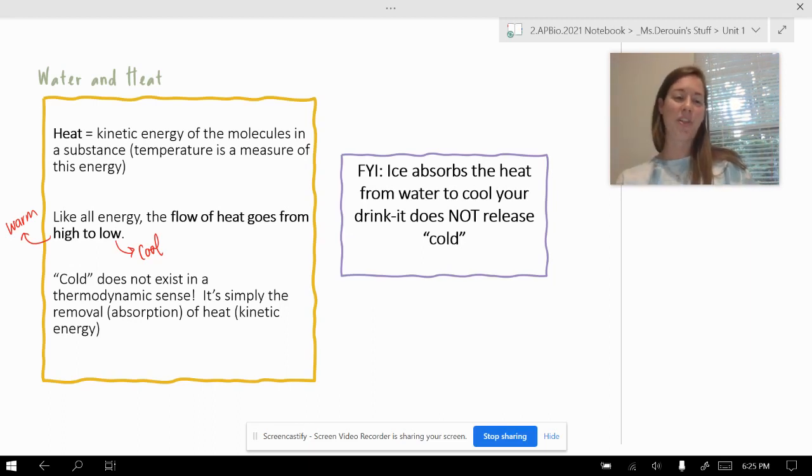And along with that, cold is not really a thing that exists. It's just the removal of heat or the absence of heat, which is just kind of a cool concept if you haven't really put it that way in your mind. All right.